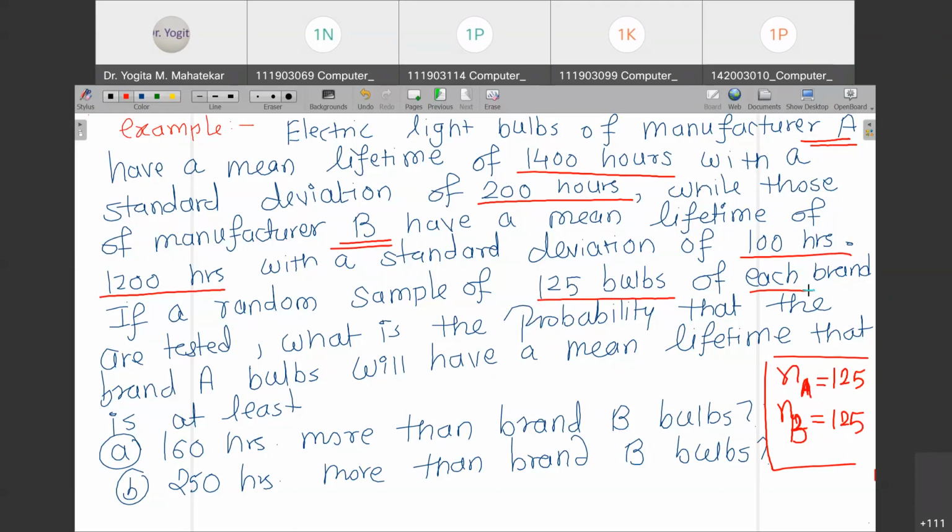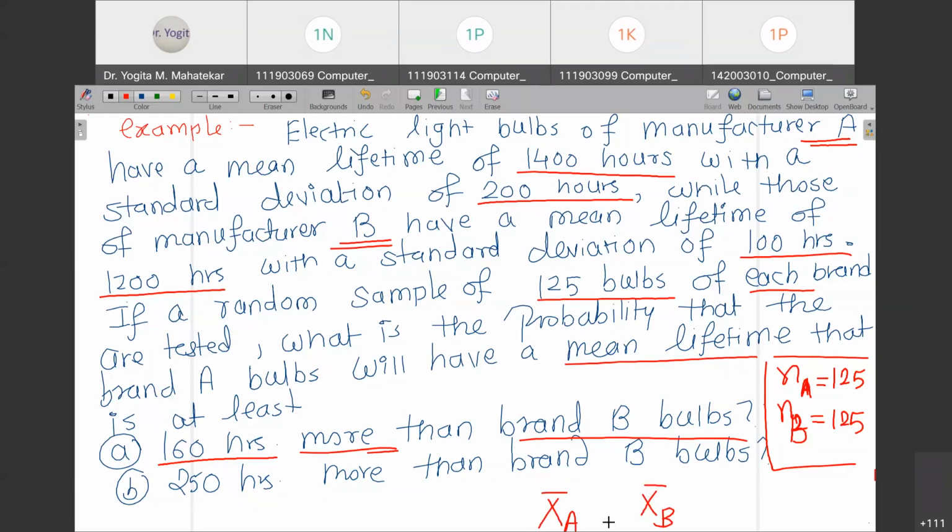Then they are asking, what is the probability that the brand A bulbs will have a mean lifetime that is at least 160 hours more than brand B bulbs? Here, can you understand that I am comparing the mean lifetime of bulbs from manufacturer A and manufacturer B? I am finding a probability. The probability of what is asked? The probability that the mean lifetime of brand A bulbs should be at least 160 hours more than brand B. So here we are comparing XA bar and XB bar.